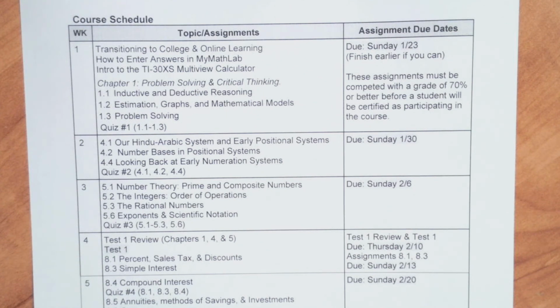I would encourage you to start doing them early in the week. If you get them done before the weekend, then you can just enjoy the weekend off. But anyway, you can see that everything's spelled out quite clearly as far as what you need to do and what your deadlines are. Notice our first test. The due date for the first test is Thursday, February the 10th. You can see Test 1 Review and Test 1 are both due on that date. Whereas these 2 assignments here, 8.1 and 8.3, are due on the 13th.